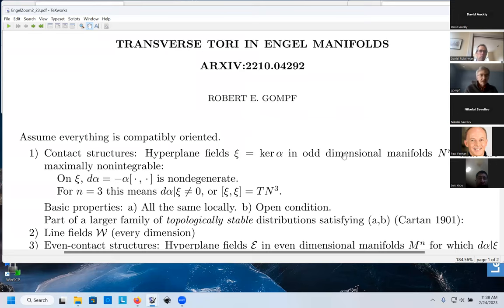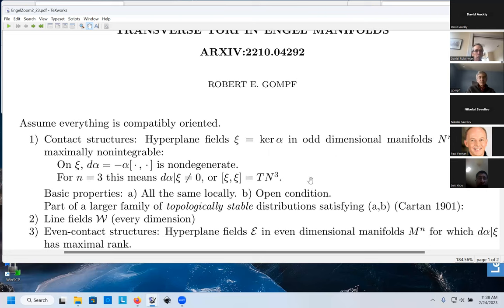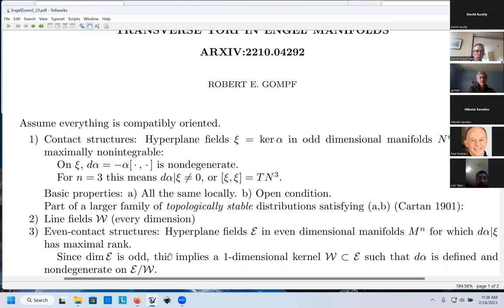So an even contact structure is basically a hyperplane field in an even dimensional manifold. And now we can no longer ask for it to be non-degenerate because now the hyperplanes are odd dimensional. So you can't have a non-degenerate skew symmetric form. So instead we just ask for D alpha restricted to C to be maximal rank. And so what that means here is that, for an odd dimensional space, we're going to have a one-dimensional kernel in the space. And so this is going to be a canonical kernel with the property that when we mod out by that kernel to get an even dimensional space, then D alpha is defined and non-degenerate. So that's what it means to have an even contact structure.